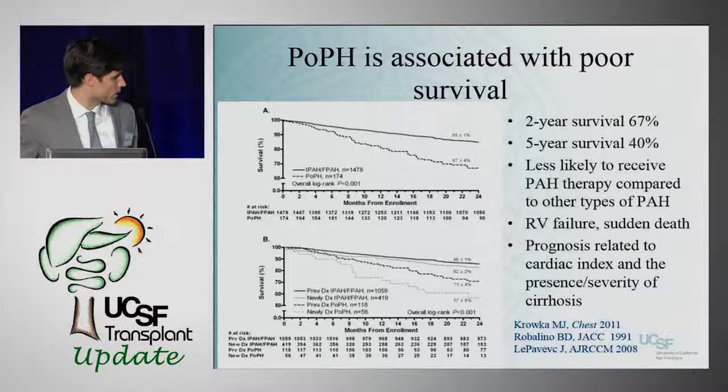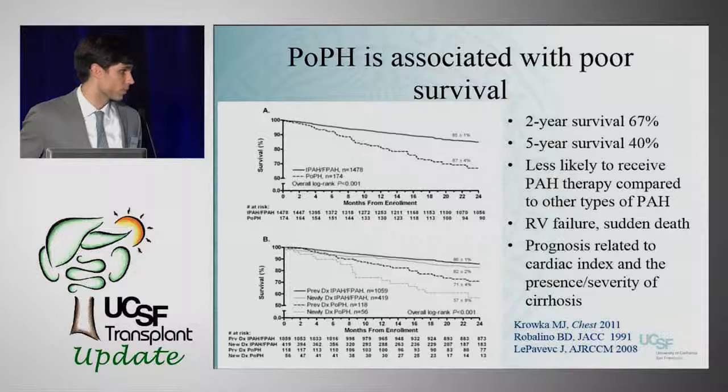Some of the important prognostic signs: the cardiac index is an important marker. When that gets low, you're in that sort of burned out end stage of portopulmonary hypertension. And then also the severity of the cirrhosis, not surprisingly, predicts death.